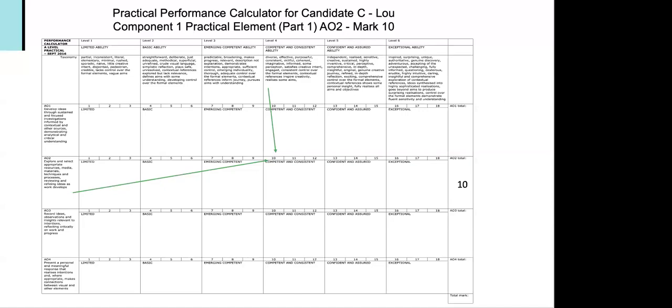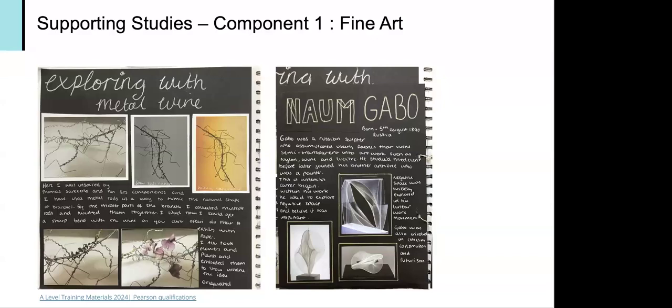In AO2, same mark, Lou can select appropriate resources, media, and materials which show an understanding of meaningful contextual sources that support investigations. And while they're curtailed early, they explore in sufficient diversity to satisfy the creative intent. So she really has just edged herself out of level 3 into the bottom of level 4, hasn't she? And I think that's really across each of the AOs.